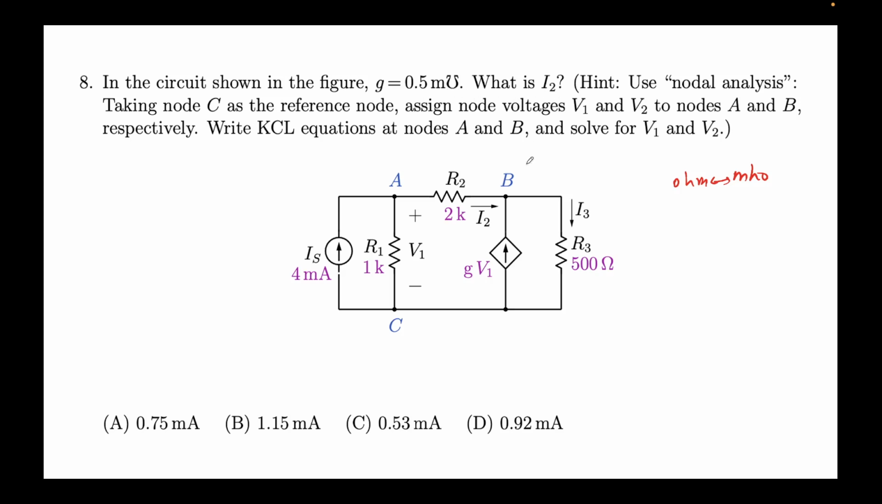What is I2? Right. So we are required to find I2. I2 is this current, by the way. Okay. There's a hint: use nodal analysis. This is just a doubt in the seventh problem.